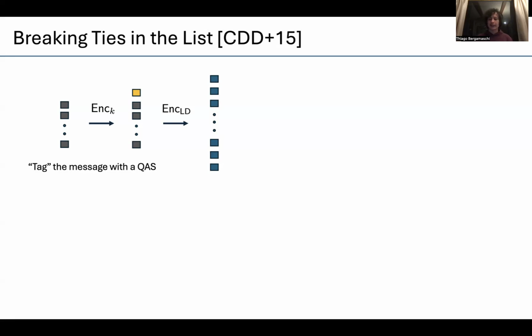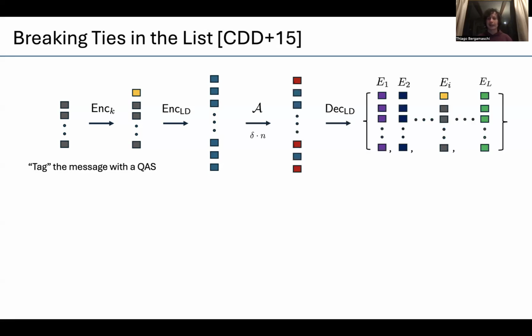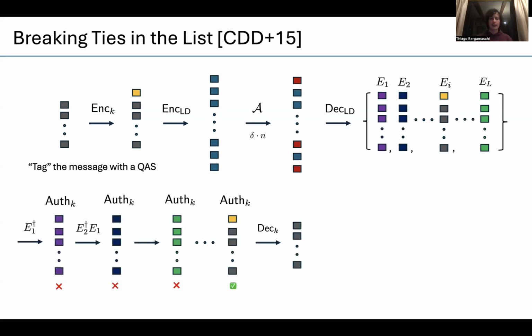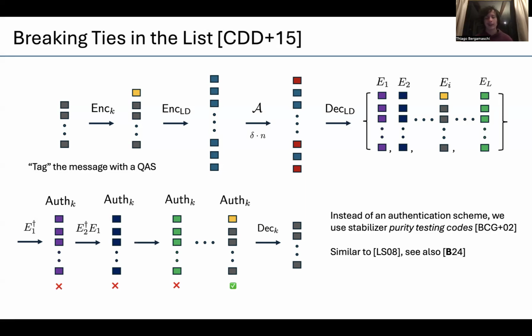And here, the idea is that after tampering and decoding the list decodable code into a list of candidate errors, we can cycle through the list, and at each step, use the verification of the authentication scheme to check if the correction we applied was the true error. Now, as a technicality, what we actually use isn't an authentication scheme, but instead a pseudo-random family of stabilizer codes known as purity testing codes. But I'll say more about this shortly.